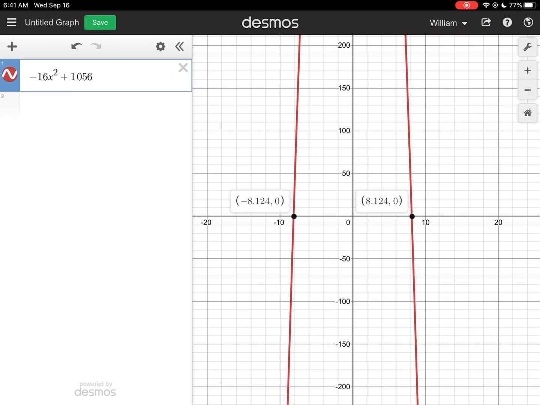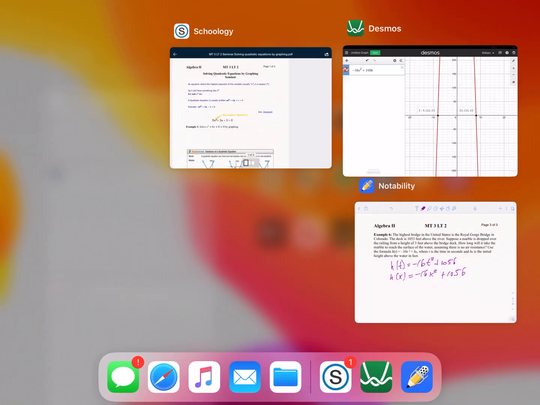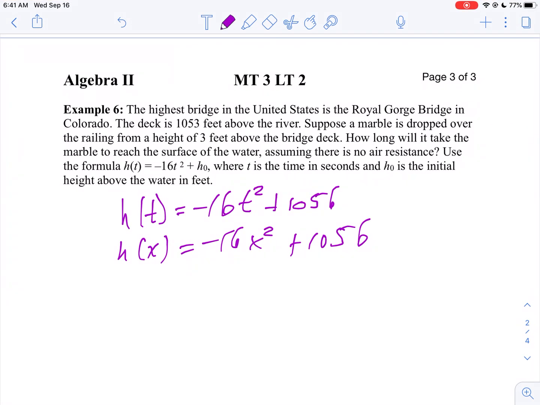Time can't be negative. So we're going to say it hits the water at about 8.1 seconds. It doesn't tell me what to round it to, so anything would be fine. But don't give me 100 decimals because you can't measure it that much. So at most, I would say tenth or hundredth.